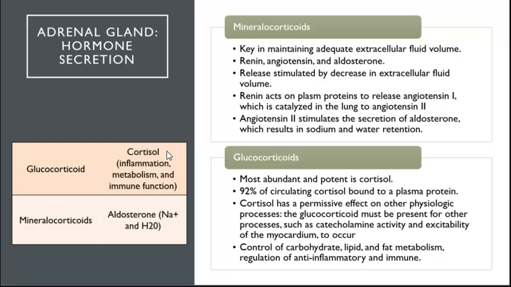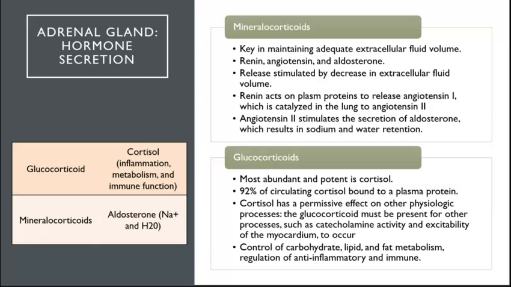Now your mineralocorticoids, your aldosterone, think salt and water. Aldosterone is the chef making pasta. He's cooking his pasta and he's throwing some salt in his water to cook that pasta. So aldosterone adds salt and water to the body. If we decrease aldosterone, we're getting rid of salt and water from our body. So our mineralocorticoids, your aldosterone, are key in maintaining adequate extracellular fluid volume.